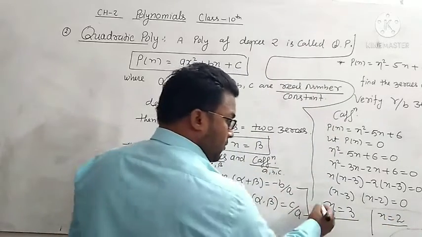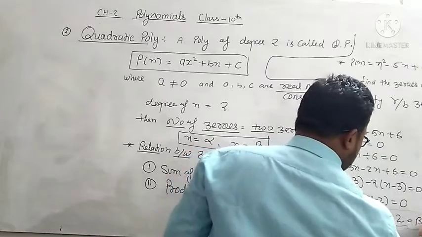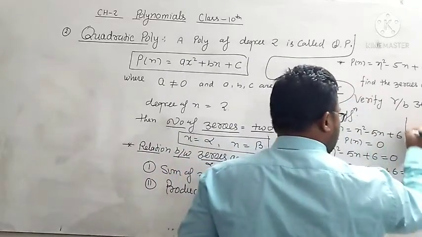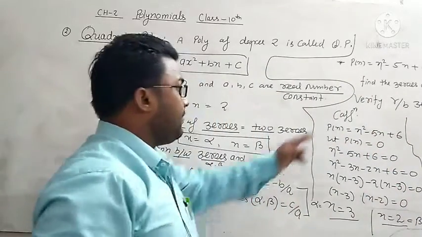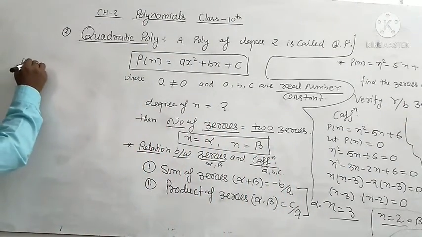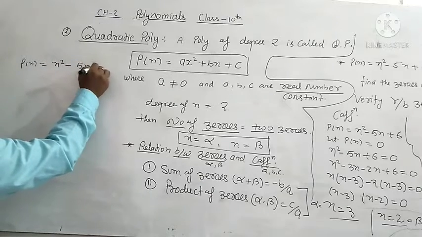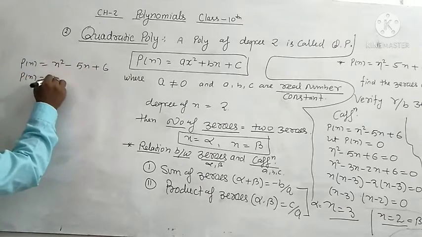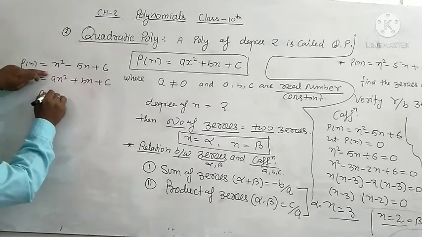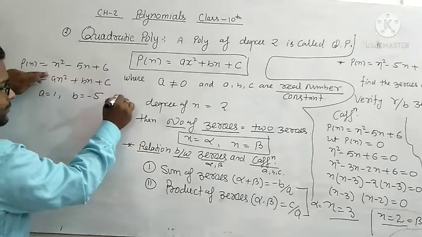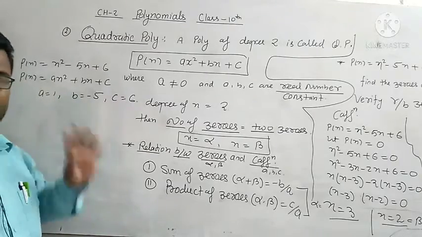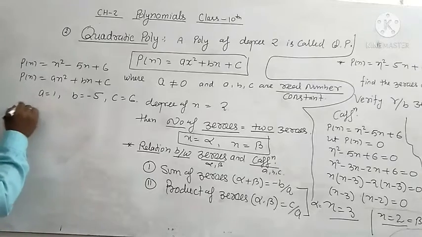So there are two zeros, first alpha, second beta. Alpha and beta are given and compare and verify the relation between zeros and coefficient. So next side, px is equal to x square minus 5x plus 6 given. So compare px is equal to ax square plus bx plus c. The value of a is equal to 1, b is equal to minus 5, c is equal to 6. The given the value of a is equal to 1, b is equal to minus 5, c is equal to 6. Okay students.